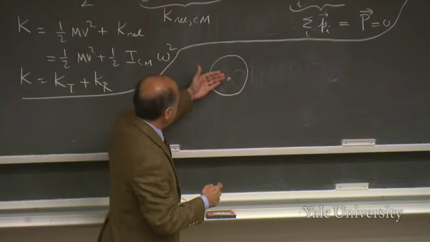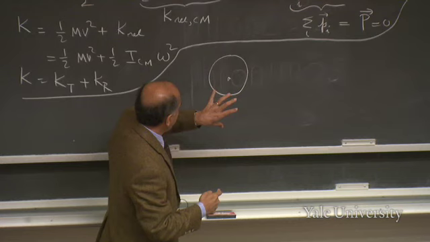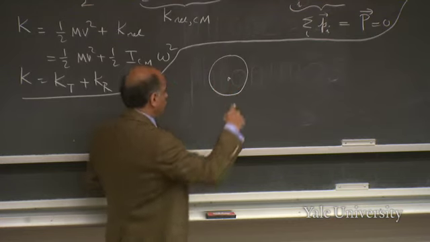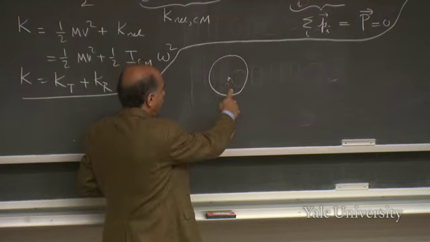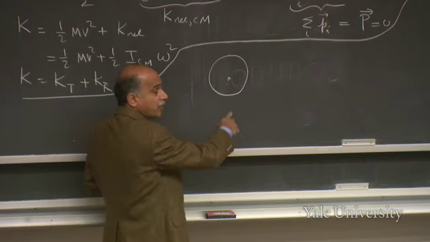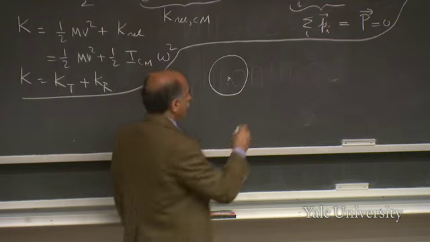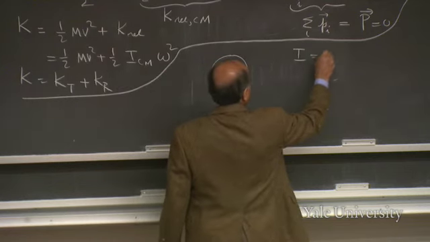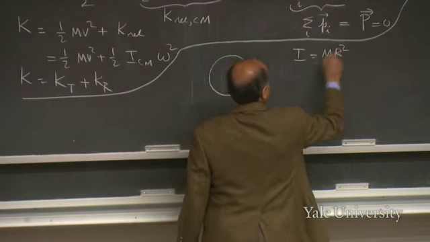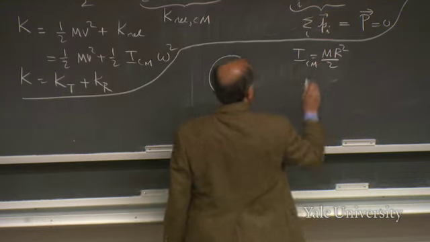If I took one coin, it's got mr squared over 2. Let me put a second coin on top of it and rotate them through the same axis. Well, it's mr squared over 2 for this one plus mr squared over 2 for that one, which equals the total mr squared. So for a cylinder or a disk, the moment of inertia is just mr squared over 2 through the center of mass.